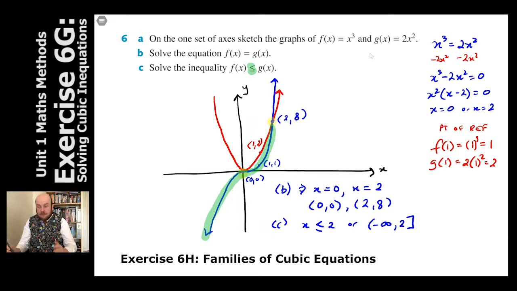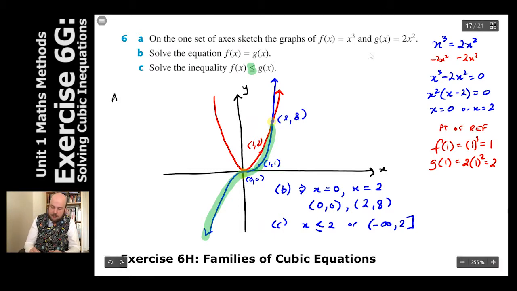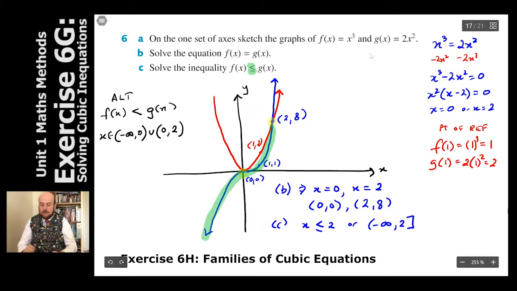Now, had that been a different question, alternatively, if that had said f of x is less than g of x, well, we'd actually write that as separate intervals. It would have to be x as an element of negative infinity to 0, not inclusive, and then 0 to 2, not inclusive. So that's if that question had said less than, because we couldn't have it at 0 because that would be where it's equal to the other graph. So that's what we'd have to write there. And so there's cubic inequalities.